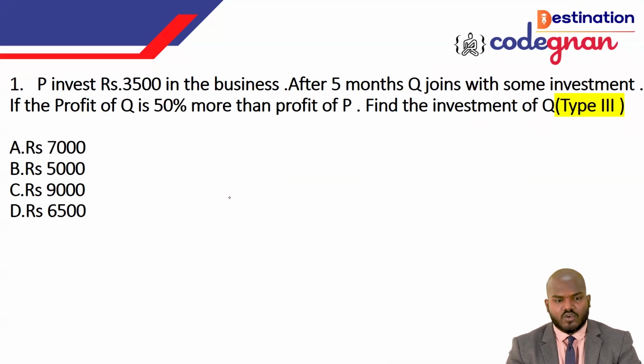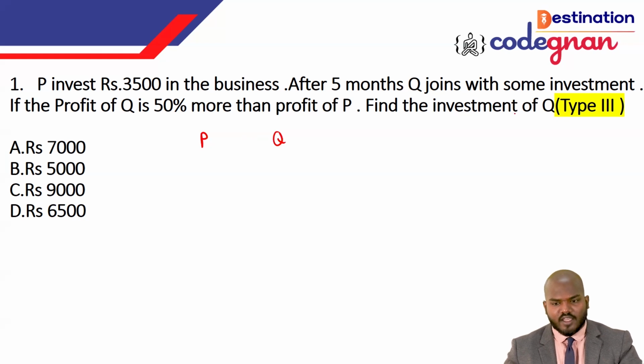P invests rupees 3,500 in the business. After the fifth month, Q joins with some investment. The profit of Q is 50% more than the profit of P. Find the investment of Q. So, guys, you have two people only here, one called P and another called Q. The statement they have given here looks a little bit confusing, but if you read it twice or thrice, you can understand the question clearly and solve it.